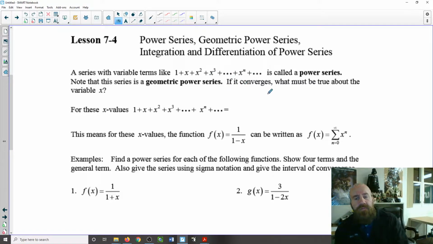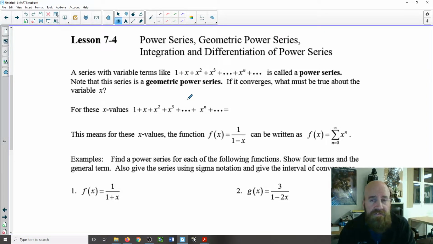So if it converges, what must be true about x? Well, we looked at geometric series, and the number that we're multiplying by has to be less than 1. So the absolute value has to be less than 1 for it to converge. If it was equal to 1 or greater than 1, we knew that it diverges. So we need to look at some specifics with power series.